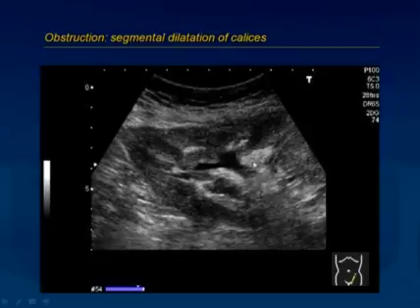Another variant of the norm, in this case, segmental dilatation of the calyces. Here the transplant in the left iliac fossa, and what we can see is dilated calyces but not proper obstruction. If we would have a look at another section of the transplant, there would be no visible calyces at all, so this is just segmental dilatation of the calyces, again a variant of the norm and does not necessarily warrant further investigations. This is often seen in patients who have experienced recurrent urinary tract infections and scarring, and does not necessarily imply any abnormal pathology.